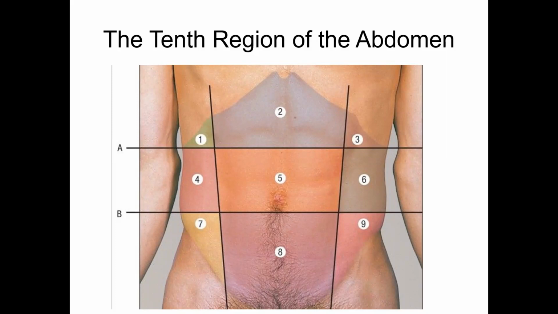Surgeons often add a 10th region of the abdomen, which is the male external genitalia. So our focus today will be on the 10th region. It's also part of your dissection before you go into the interior of the abdominal cavity.